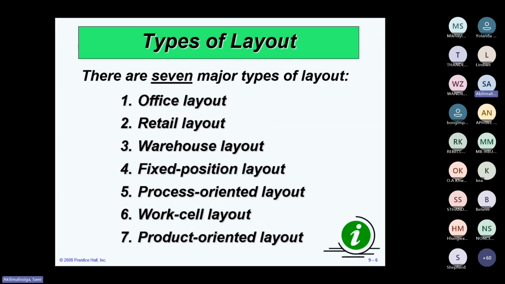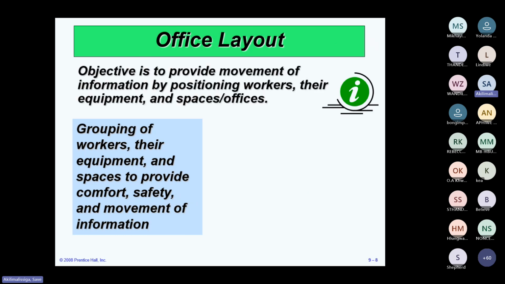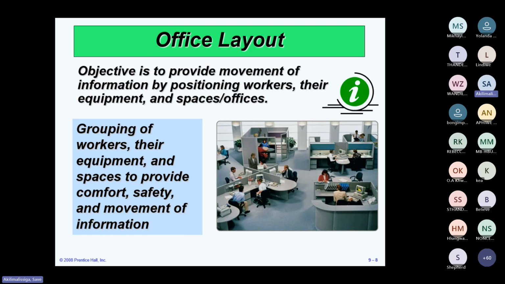So, as I have already mentioned at the introduction of the chapter, there are 7 major types of layout, and we're going to see these layouts one by one. The first layout that we're going to discuss is the office layout. I'm sure you are familiar with this term or concept. You can see on your right-hand side a picture that displays the settings of an office layout, where next to each employee you have a table and chair, the telephones and the computers.